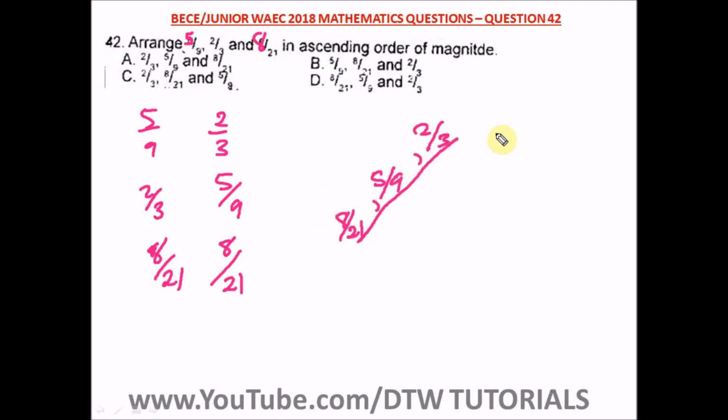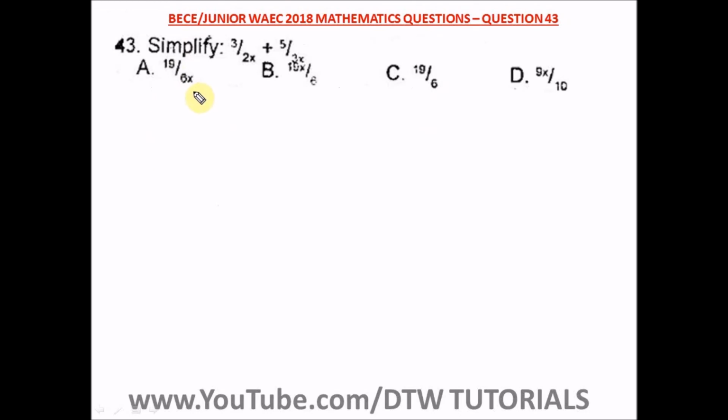So these are the answers. And what's our right option here? Our right option is option D, which is 8/21, 5/9, and 2/3. So these are the right answers.